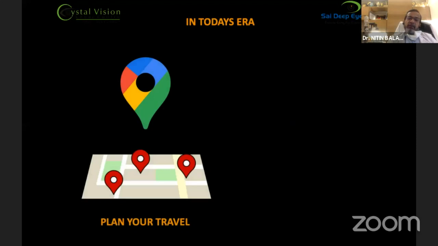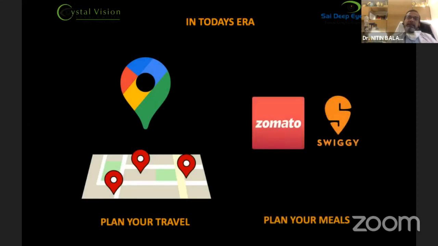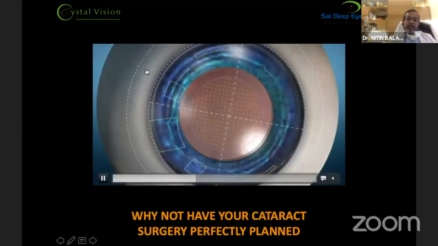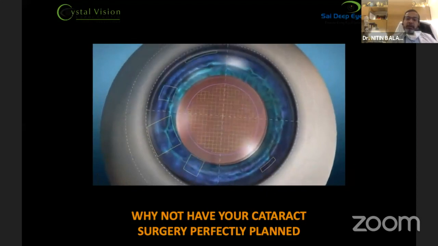In today's era, when we plan everything, that is plan our travel, plan our meals, I think it's high time that we also learn to plan our cataract surgery right at the beginning. So basically, we need to see that even before you take the patient on the table, our surgery is well planned. Now, image-guided systems are the systems which are used not only for planning, but also for implementing these plans on the table.